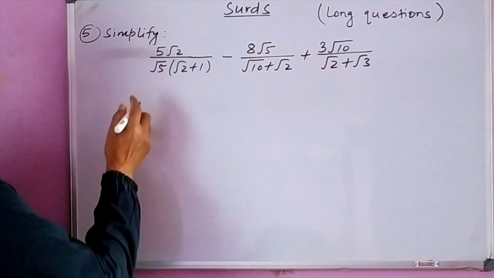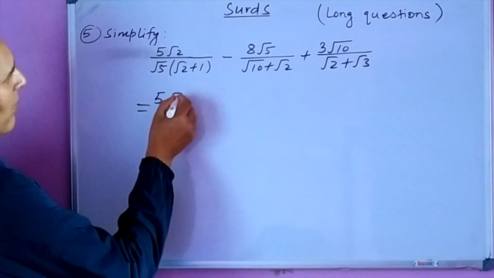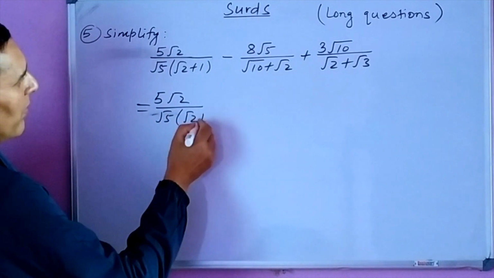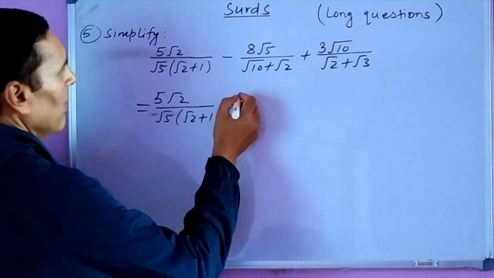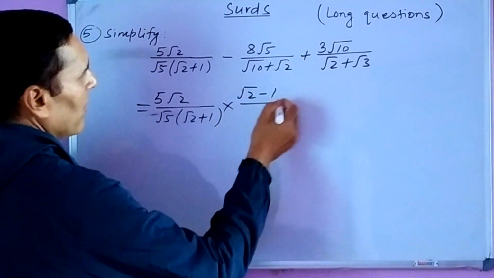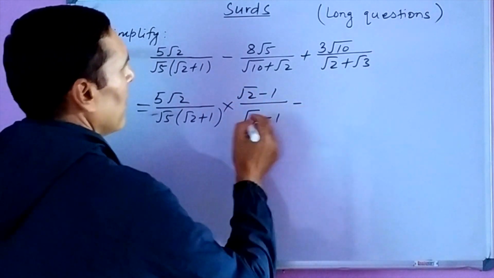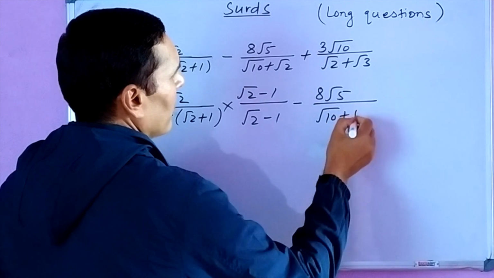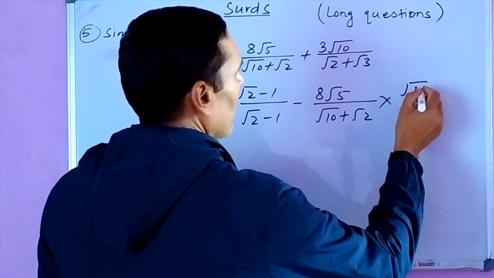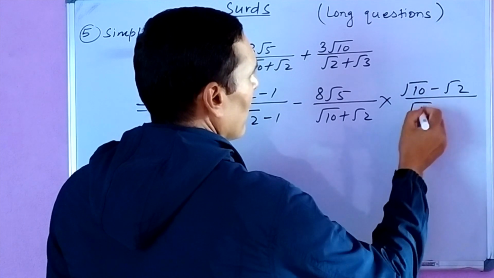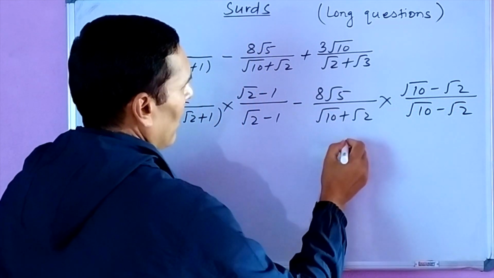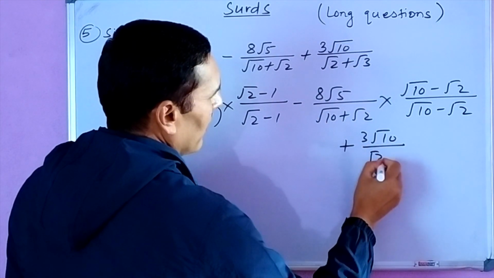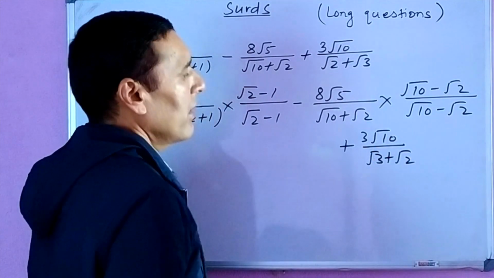Look here now. So 5 root 2 upon this root 5 bracket root 2 plus 1, we multiply this with root 2 minus 1 both in numerator and denominator. Second, 8 root 5 upon root 10 plus root 2, we multiply this with root 10 minus root 2, root 10 minus root 2. And this third term 3 root 10 upon, we can write this root 3 first, root 3 plus root 2, so that negative sign will be avoided.